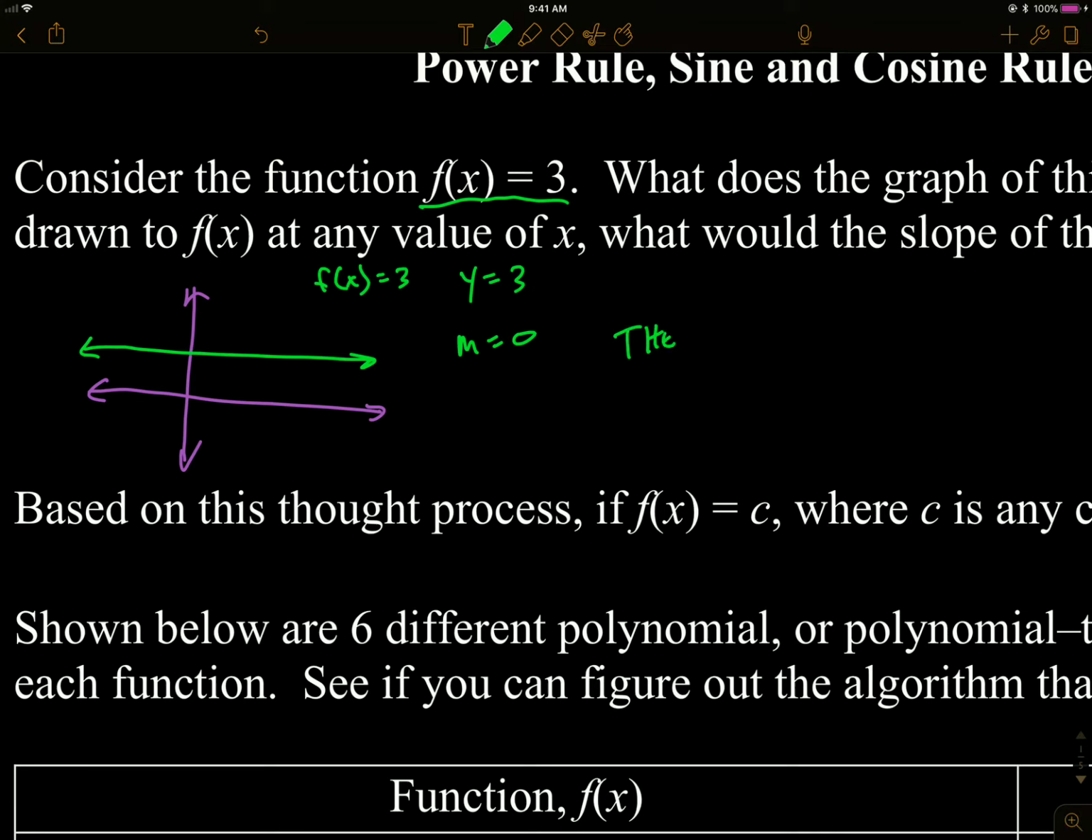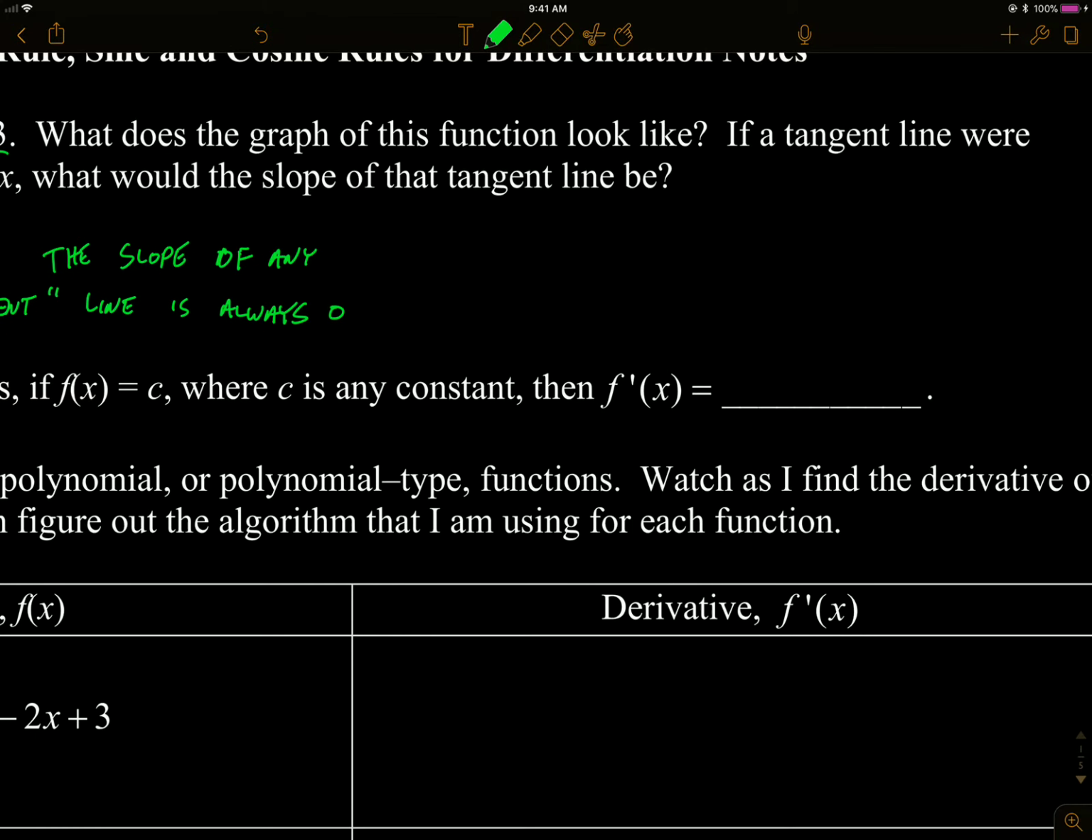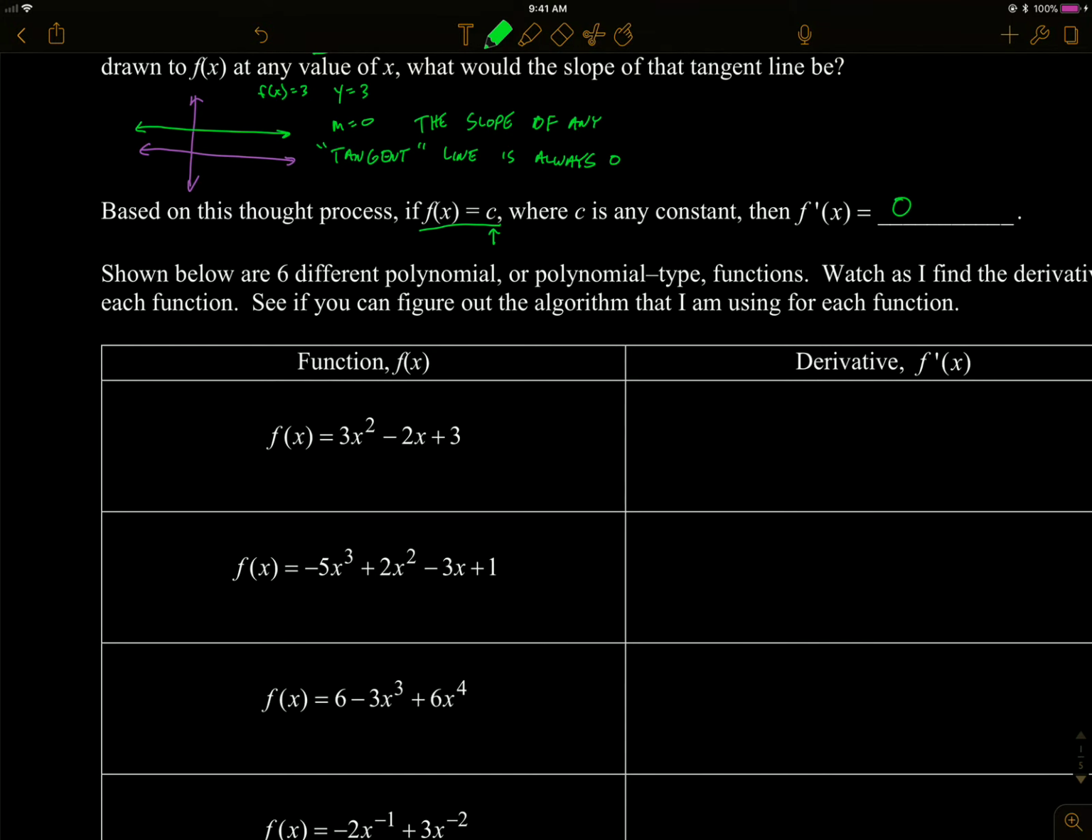So for a constant function, the slope of any, I'll call it a tangent line, even though it's really just the line itself, is always 0. So based off of thinking about it graphically, we could say that if f of x, our function, is just a constant, the derivative of that constant is always going to be 0. So that's a rule that we can remember. Now, we're going to look at how we can do the derivative shortcut rule. This is our first shortcut rule, by the way. If f of x is a number, then its derivative is 0.